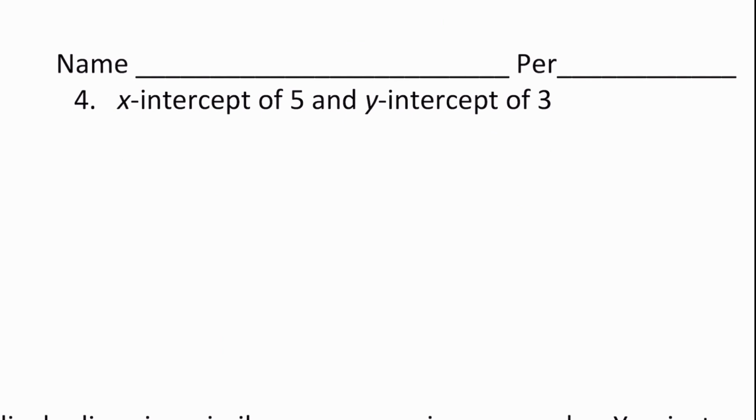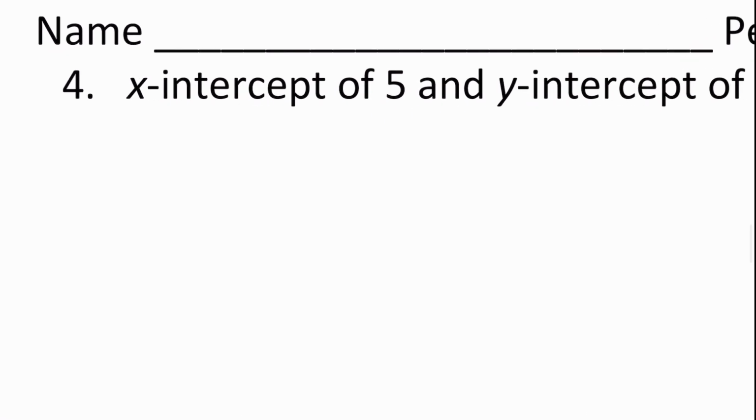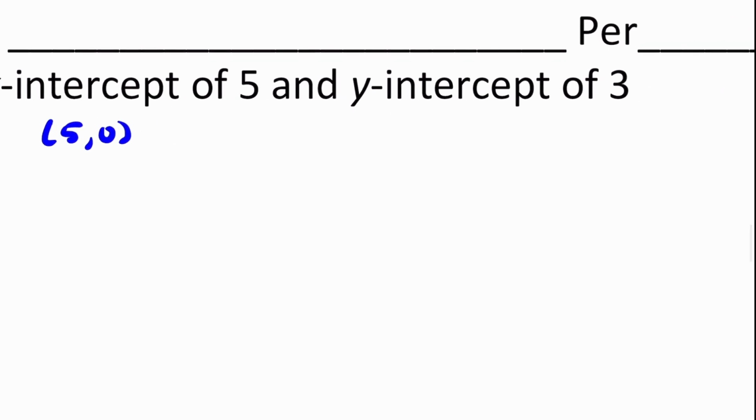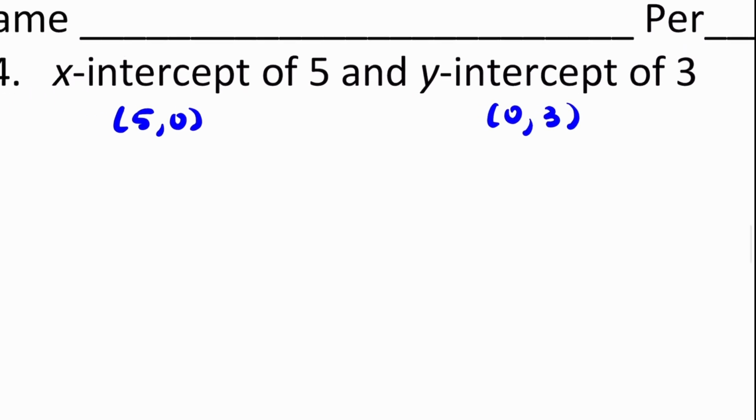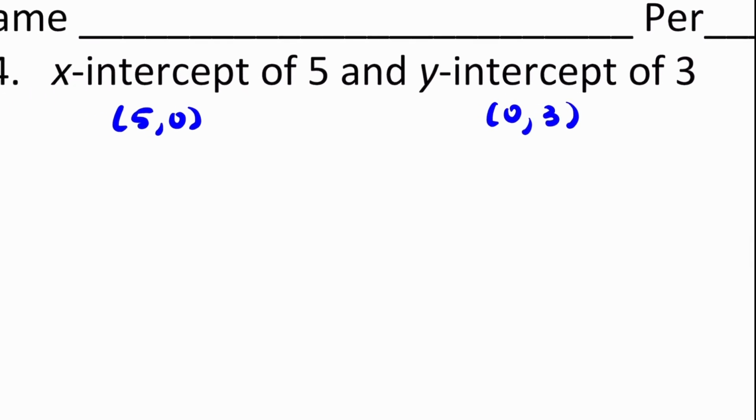Number 4, you have a line that passes through the x-intercept of 5 and y-intercept of 3. Remember, x-intercept means you have a line that crosses the x-axis, and y-intercept means that you have a line that crosses the y-axis. So x-intercept of 5, that can be represented as (5, 0). And the y-intercept of 3, that just means (0, 3). Now, I need to figure out the equation of the line, y equals mx plus b.